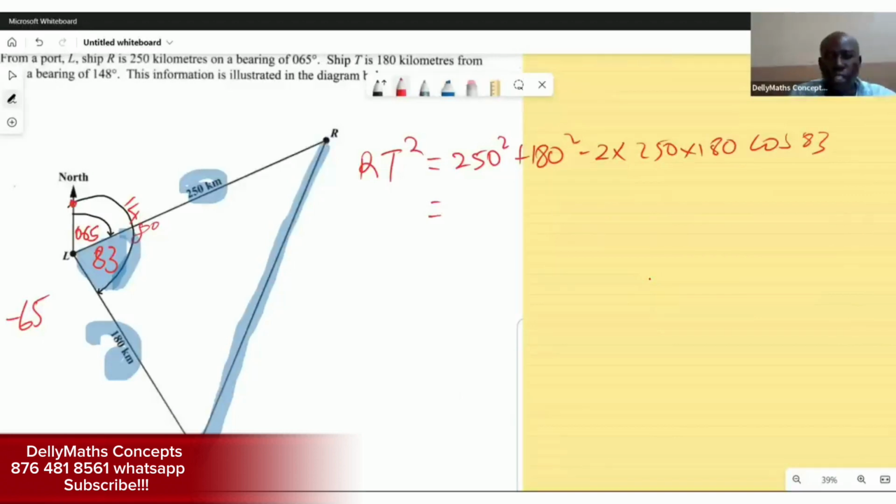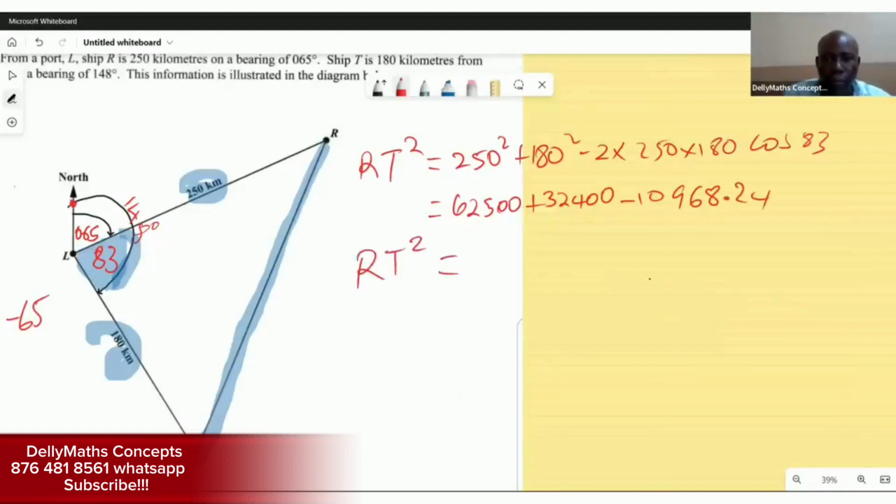Now let's carry out our calculations, all right? 250 squared is going to give us 62,500. And then 180 squared is going to give us 32,400. And then minus 2 times 250 times 180 times the cosine of 83 will give us minus 10,968.24. So let's put everything together. RT squared is going to equal, when you add these and subtract, I'm getting 83,931.76, but I like to verify it. So I'm just going to double check it just to make sure that there is no error. The principle is right, but making an error will spoil everything. So 83,931.66, and then I'm going to take the root of that.